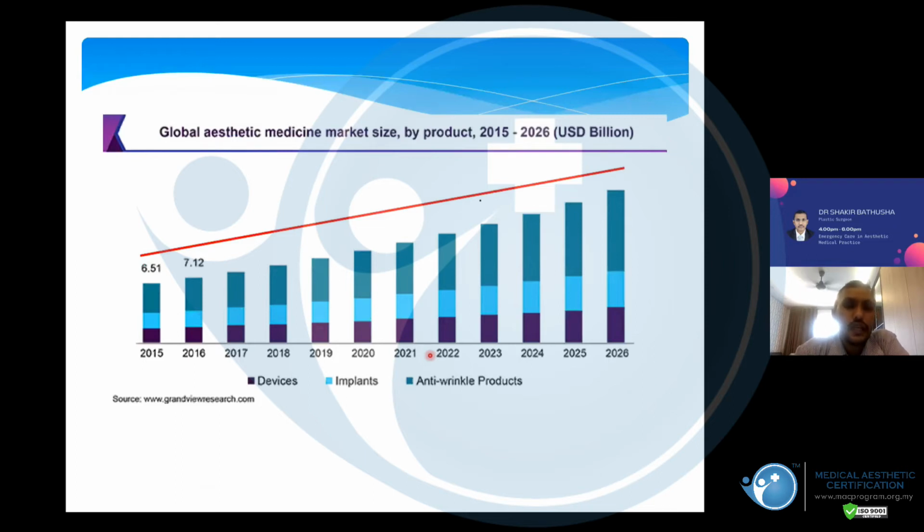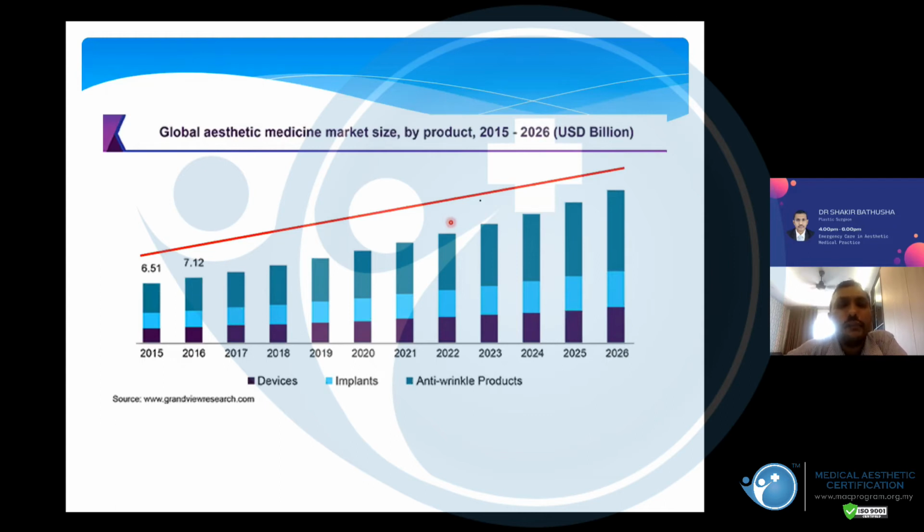This is a slide which I've got from Grand View Research. This is a market forecast of the global aesthetic market. We are talking about a business which runs in billions, not millions, US billions. It shows a linear increase, forecasted from 2015 to 2026, and we are somewhere around here, 2022.